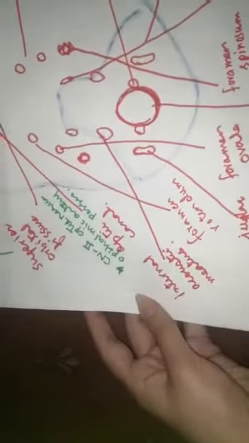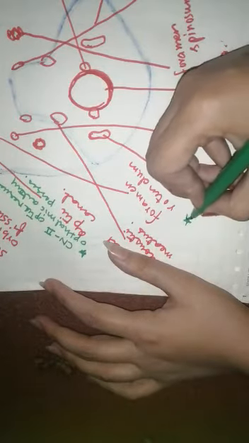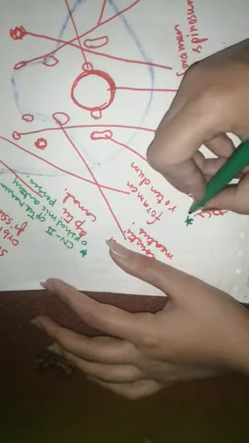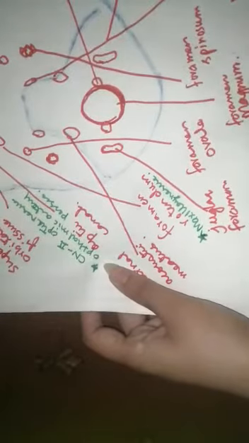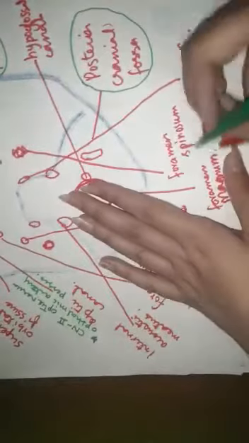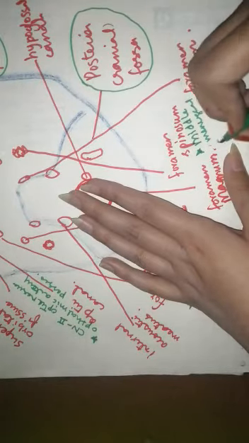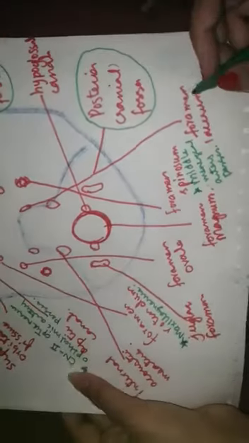Now we come to the small foramens like the foramen rotundum. From the foramen rotundum, the second division of cranial nerve number 5, that is the trigeminal nerve, the maxillary nerve, passes. Now we come to the foramen spinosum. From the foramen spinosum, middle meningeal artery passes. From foramen lacerum, no important structure passes.